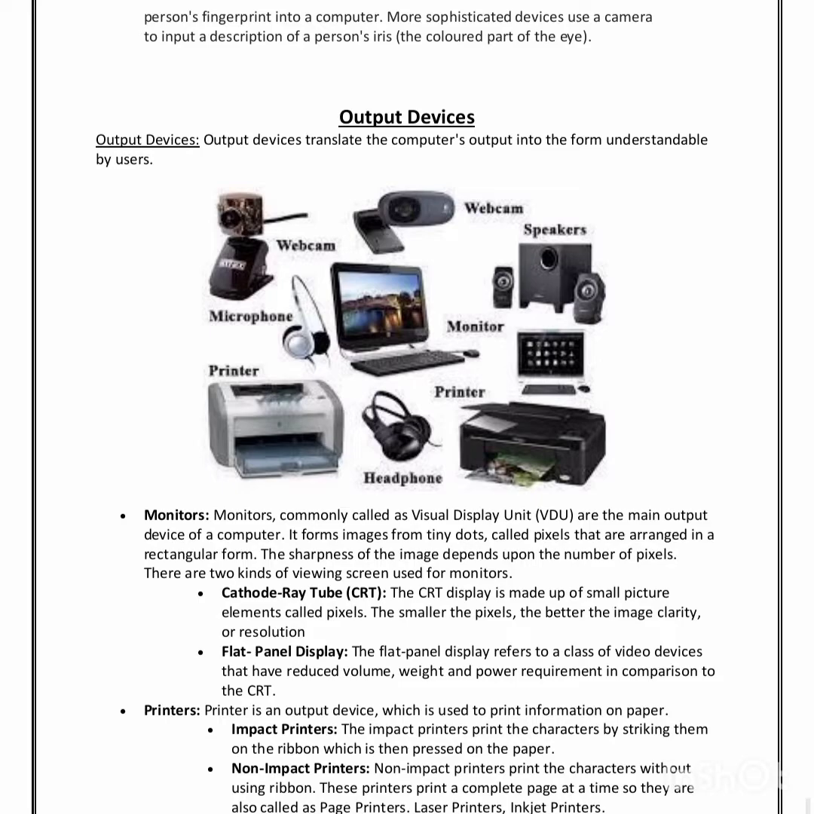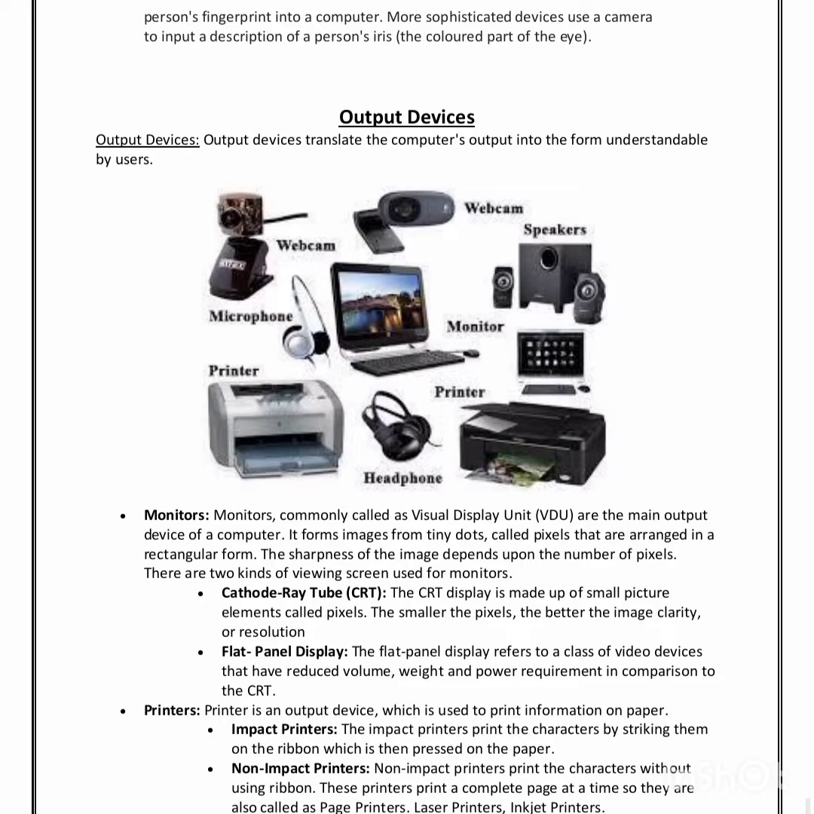There are two kinds of viewing screen used for monitors: cathode ray tube (CRT) and flat panel display. So, cathode ray tube. The CRT display is made up of small picture elements called pixels. The smaller the pixels, the better the image clarity or resolution. Flat panel display. The flat panel display refers to a class of video devices that have reduced volume, weight, and power requirement in comparison to the CRT.